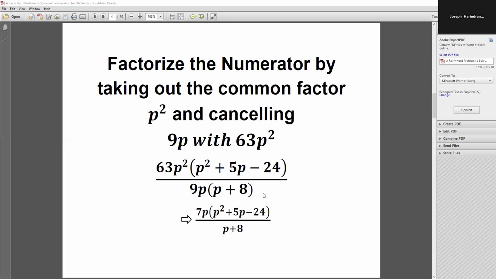And also we do the simplification, cancelling 9 with 63 to give 7. We know that 9 into 7 is 63. So 7 you will get, and p squared is cancelled with p. You have p in the denominator and p squared in the numerator, so we'll have 1p in the numerator. So 7p into p squared plus 5p minus 24 whole divided by the denominator, which becomes p plus 8 now.